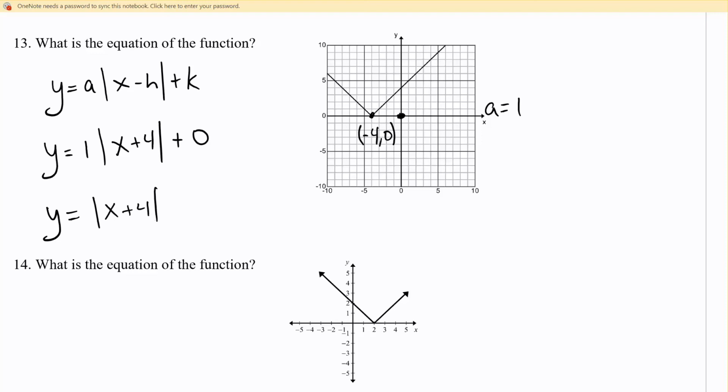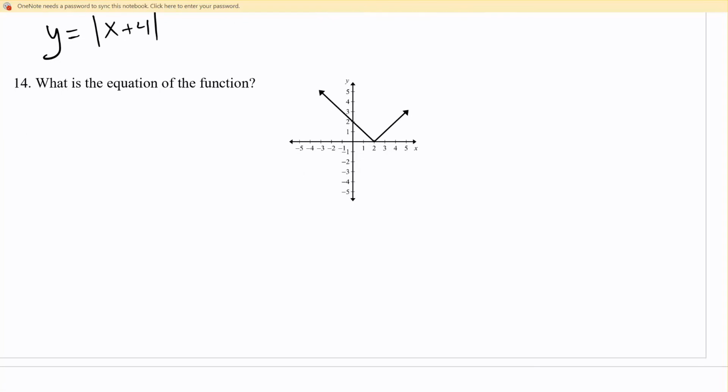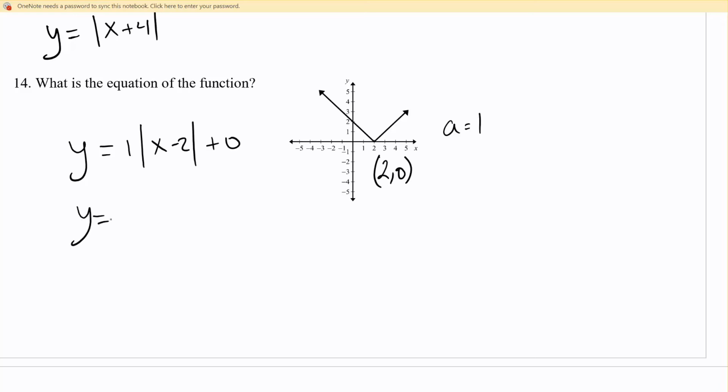14. What is the equation of the function? So this looks like its vertex is at 2, 0. And we're going up 1 over 1, so our a value is 1. So this is y equals 1 times the absolute value of x minus 2, because this is a positive 2, plus 0. And we could write it as y equals the absolute value of x minus 2 as well.